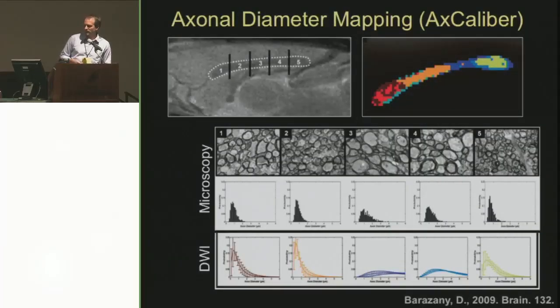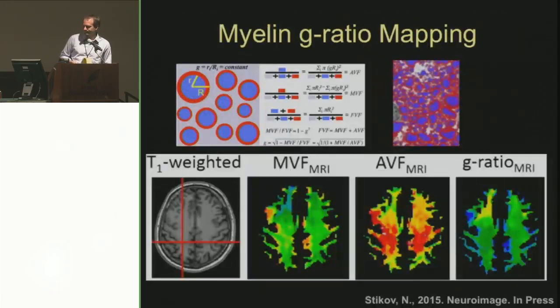Another example where a group has estimated the axonal diameter, and again from microscopy they can physically easily just go in and measure that same parameter, the diameter, from electron microscopy images, and they showed good correspondence here between their DWI and the microscopy.